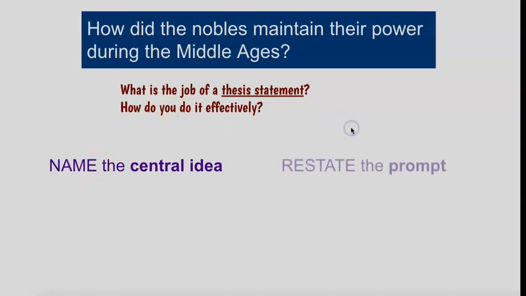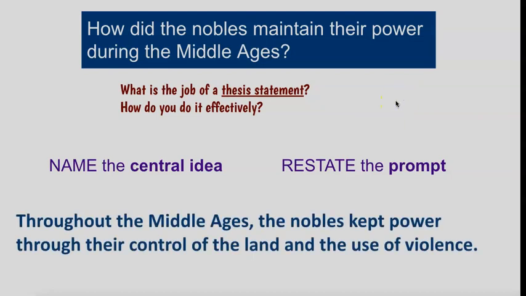How do we make a thesis? Simple. You restate the prompt. You don't want to use the exact words and you don't want it to be a question, but you're basically taking this prompt and turning it into your own statement, maybe filling in the names of the two ways that will be your answer. Here's my example.